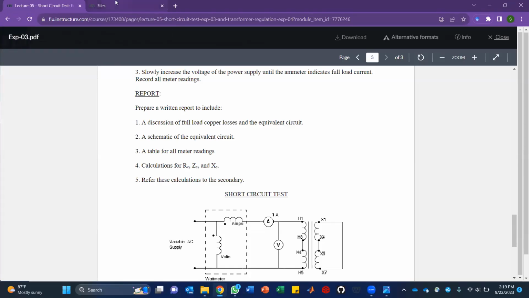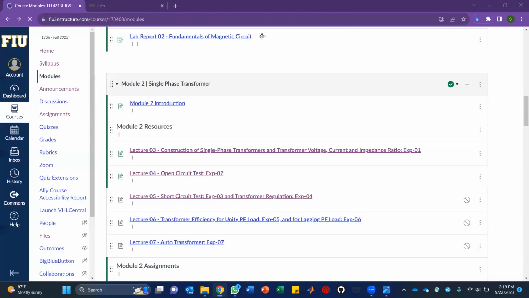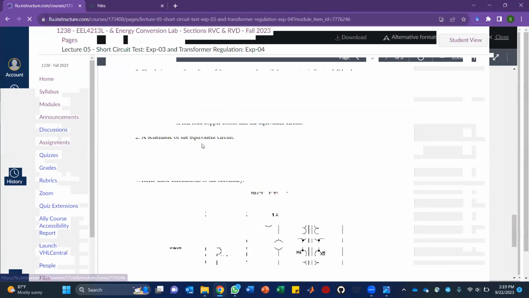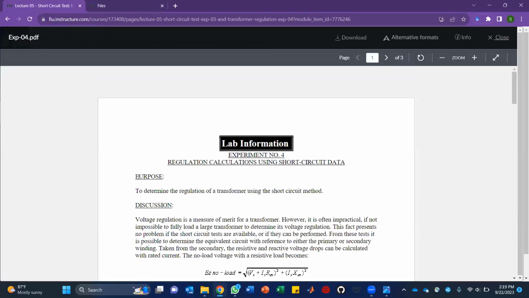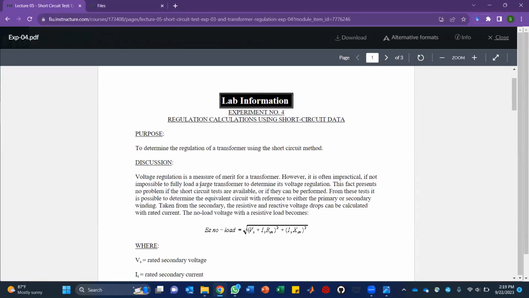We're going to do experiment 4 now. Experiment 4, I told you, is about voltage regulation. So let's open that one. So this is experiment 4, and this is about voltage regulation. So what is voltage regulation? Voltage regulation is a way to say how a transformer is behaving. It discloses the merit of a transformer.